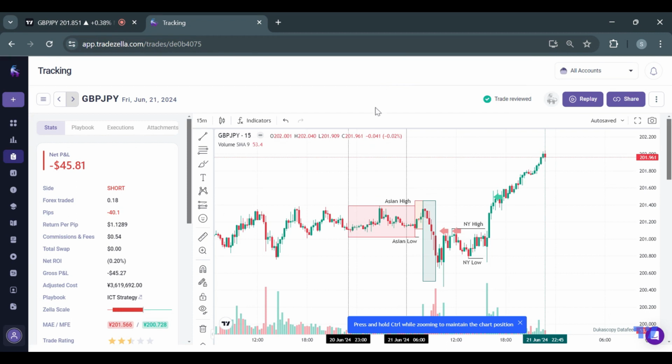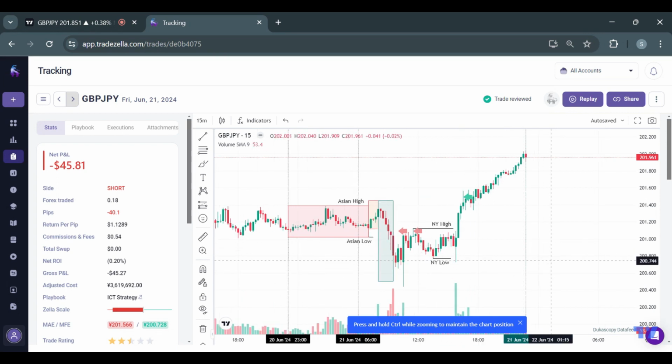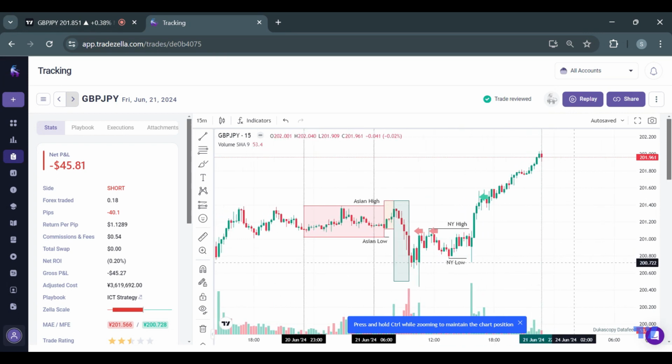This week, I'll be going through the one trade I took. It was a pound JPY short. It was a loss. Took this on Friday during London session. And I think the key takeaways here are just expanding on some of the lessons.